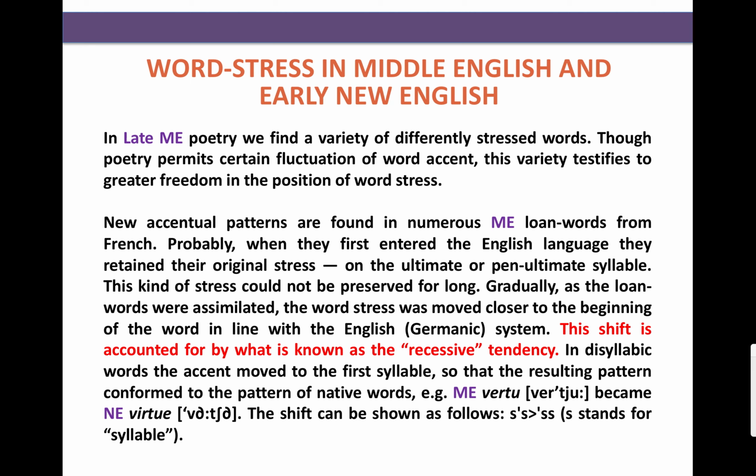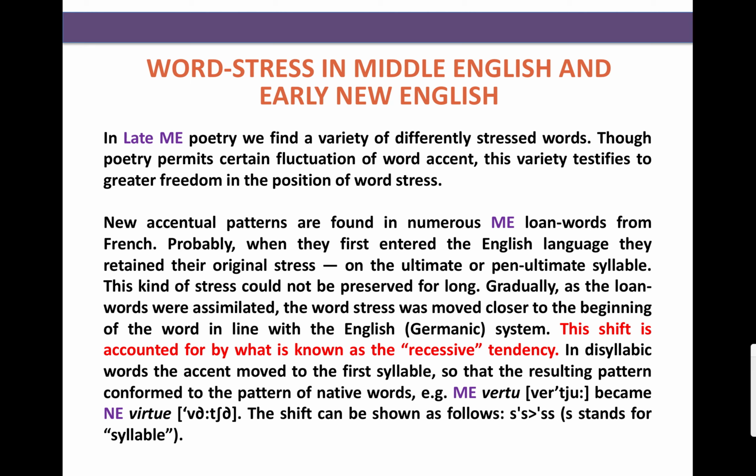New accentual patterns are found in Middle English from French. Maybe when they first entered the English language, they retained their original stress on the ultimate or penultimate syllable. But this kind of stress couldn't be preserved for long. Gradually, as the loan words were assimilated, the word stress was moved closer to the beginning of the word in line with the English Germanic system. This shift is accounted for by what is known as the recessive tendency.